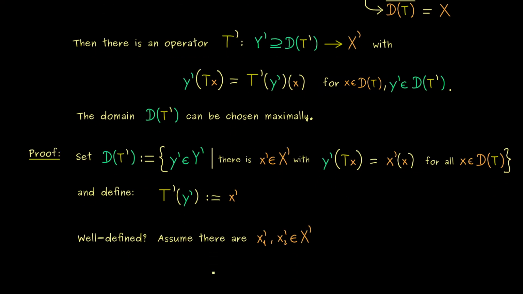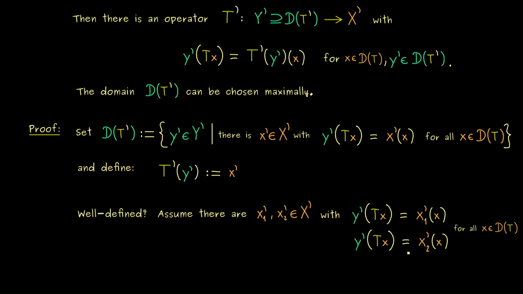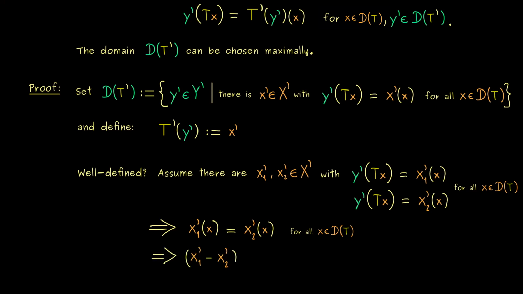Let's assume that we have two functionals x1 prime and x2 prime. And both of them should satisfy our equation we want to have for all x in the domain of T. And since the left-hand side here is the same, we can conclude that x1 prime is equal to x2 prime. However, we still have the equation only on the domain of T. But this is not a big restriction for us because we still have linear functionals here. And we use that and put them together to the left-hand side.